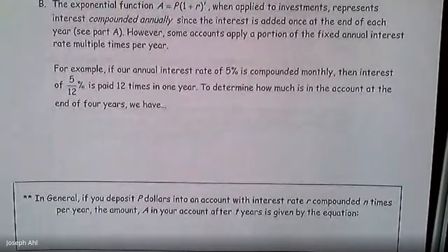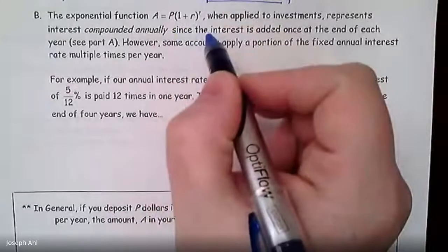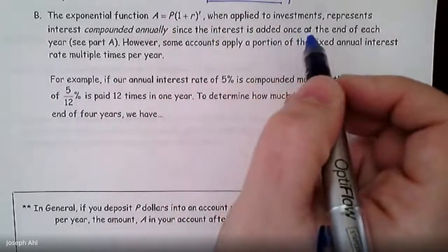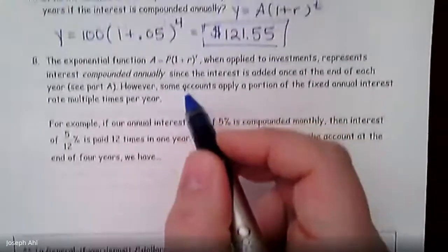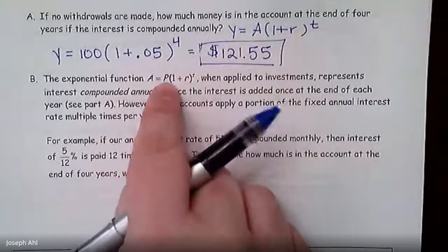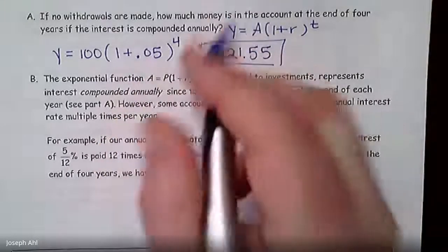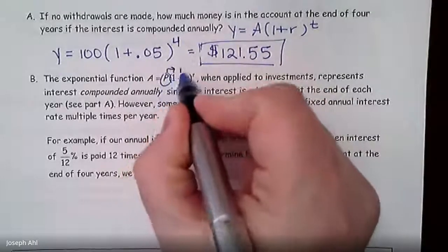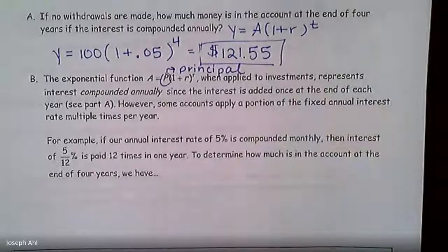All right. So in part B, it says the exponential function A equals P times 1 plus r to the t is really applied to investments that represent interest compounded annually. So even though I wrote this formula from the front, this is just using different variables. The only thing that's really different is A is the final amount. We use capital P when we're talking about something called the principal, not like Mr. Clark, the principal, but the principal stands for the initial investment that you make. And then everything else is pretty much the same.